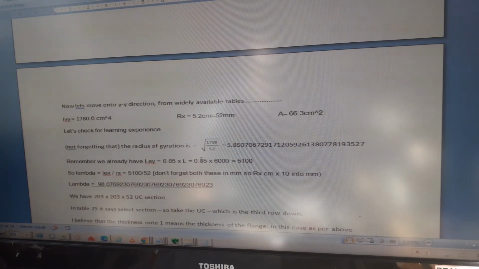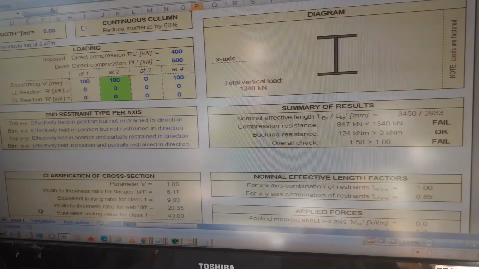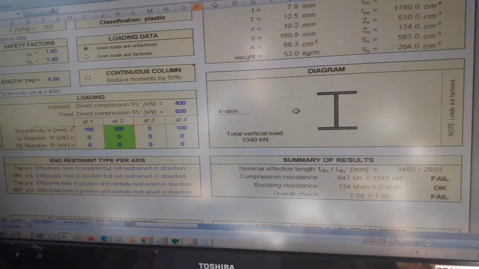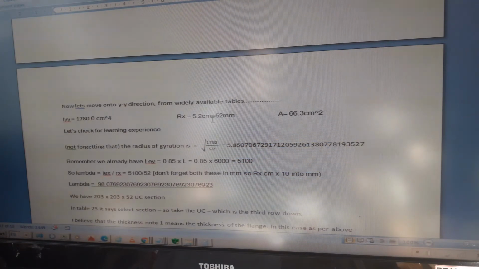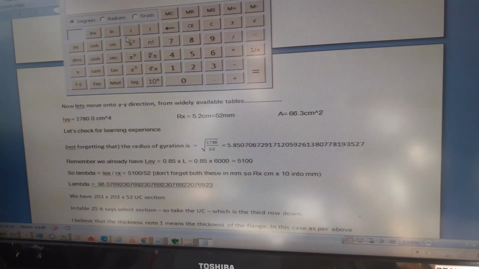Oh yeah, this is a bit weird because I got Rx from the table, Rx equals 5.2 centimeters, but I think that this didn't quite work out because I did the radius. Let's just do a quick check again. So the square root of 1780 over 52, I actually got 5.8, but I'm not sure. I'm going to check that out.